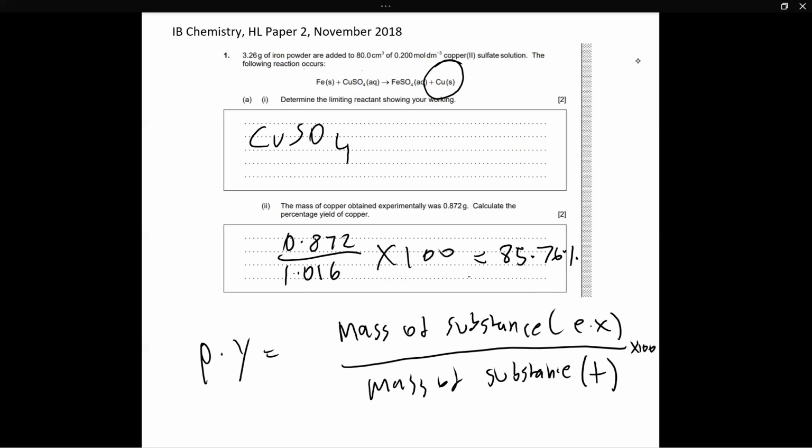Because if suppose the percentage yield of this reaction was 40% instead of 85.76%, it wouldn't be a very efficient reaction, because theoretically you are supposed to be getting something, but experimentally you're actually getting a much lower value. So this reaction is quite efficient because you're getting an experimental value which is pretty close to your theoretical value. So that is just one of the applications of percentage yield. I hope you understand what I mean.